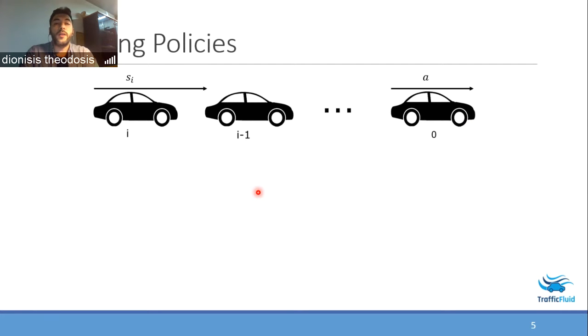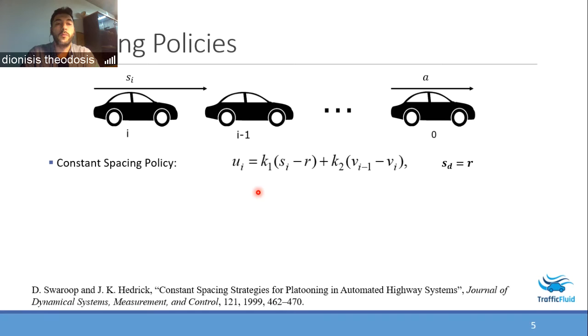So the core of an ACC system is its spacing policy, how one maintains a desired distance between vehicles. Some very well-known policies are the constant spacing policy, which is a linear function of the distance between vehicles, the speed of the vehicle, and the speed of the preceding vehicle. And this policy is designed in such a way in order to maintain a desired distance.